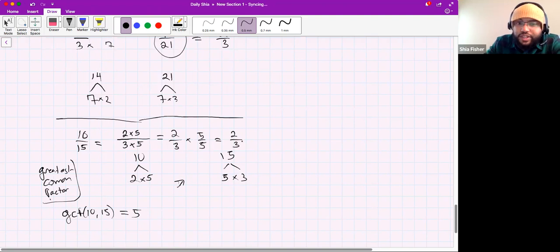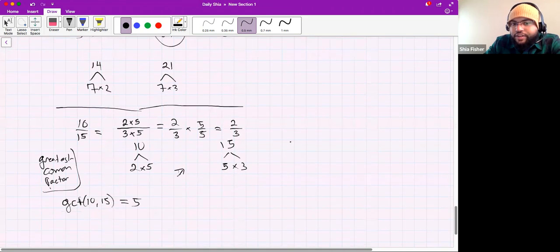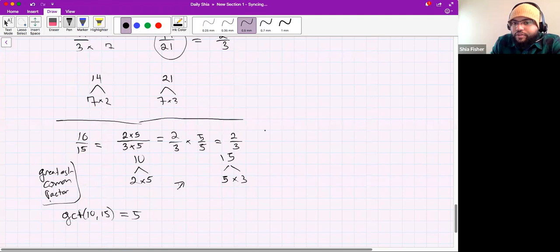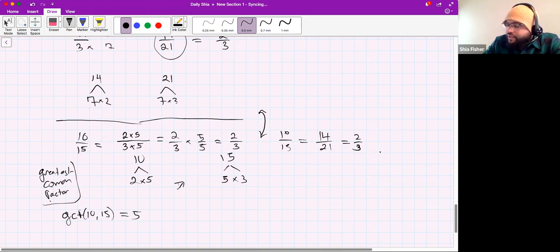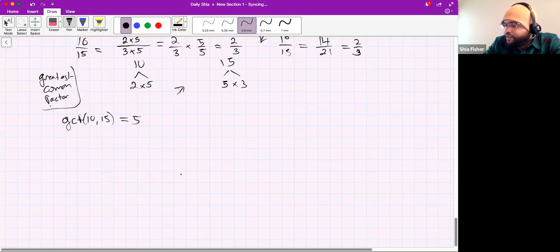which, according to the basic principle of fractions, means that 10 over 15 is the same as 2 over 3, which hopefully is blowing your mind right now, because I also showed you that 14 over 21 is 2 over 3. So these fractions all hold the same value. 10 over 15, 14 over 21, 2 over 3, it's all the same value. So let's just do one more for this video, and then we will pause and go to the next video.